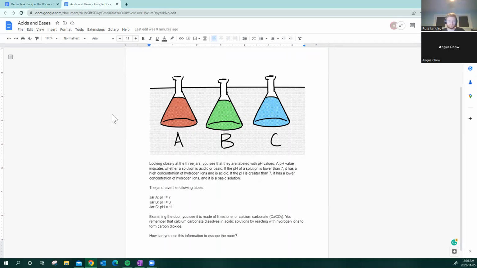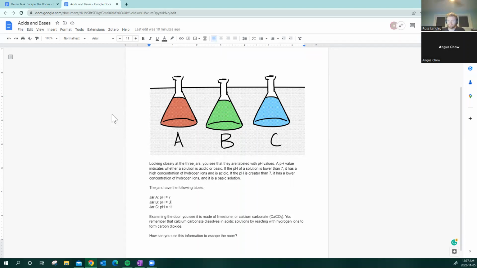So jar A has a pH of 7, jar B has a pH of 3, and jar C has a pH of 11. If it has a pH greater than 7, it is basic, so it wouldn't dissolve calcium carbonate. And a pH of 7 is about as neutral as water.